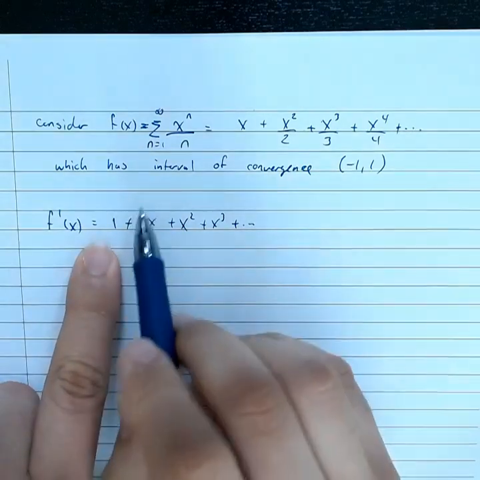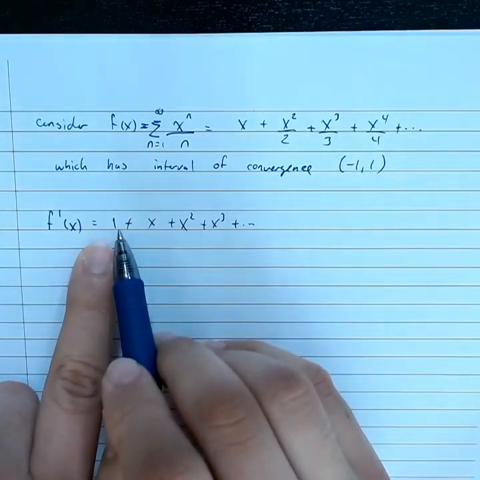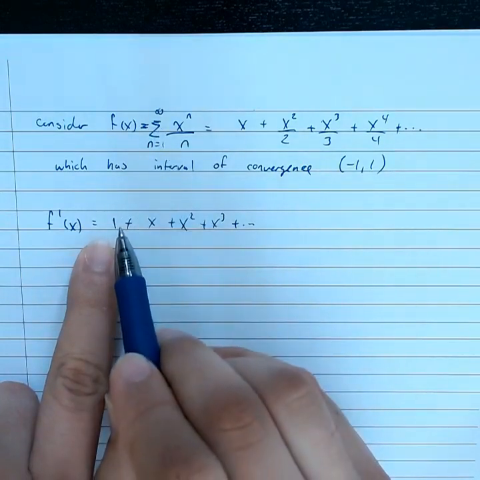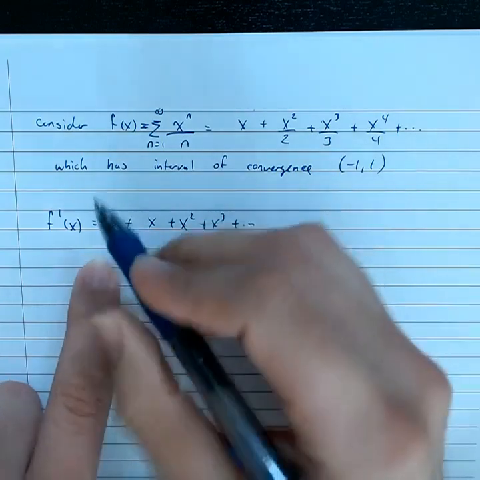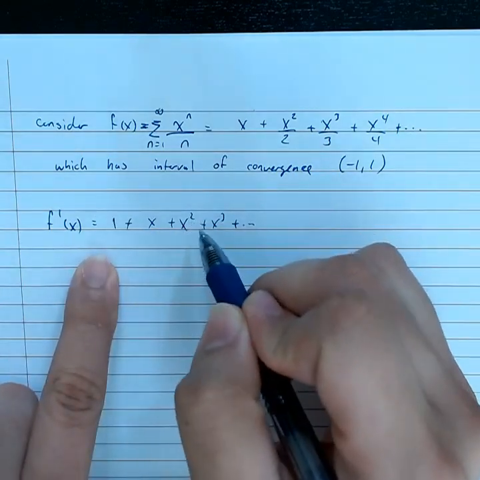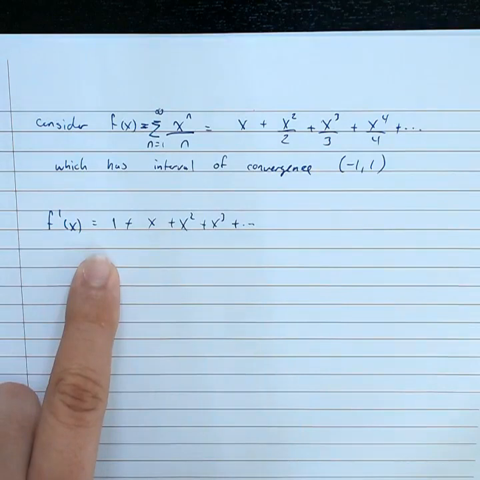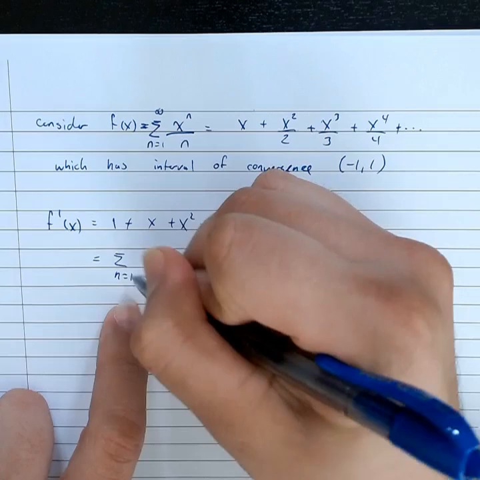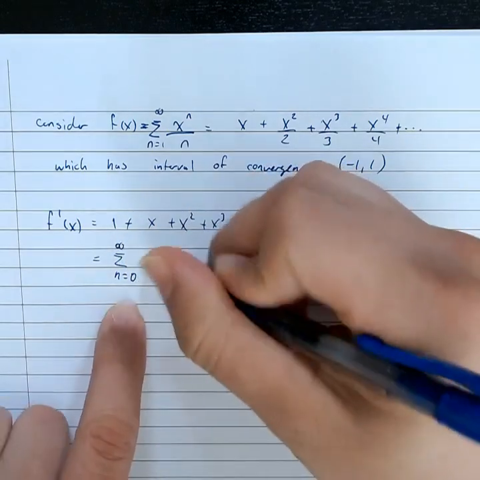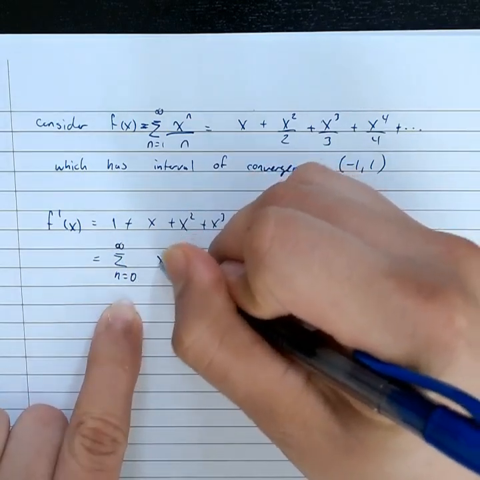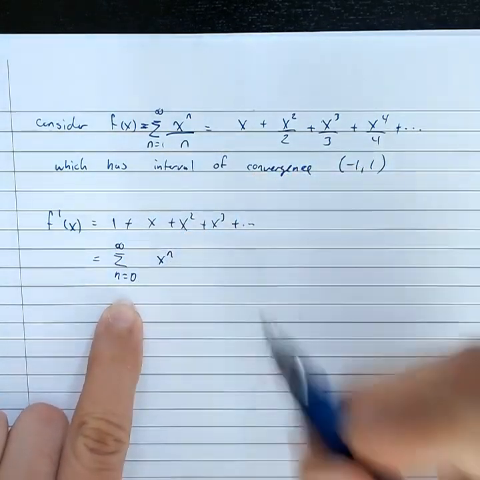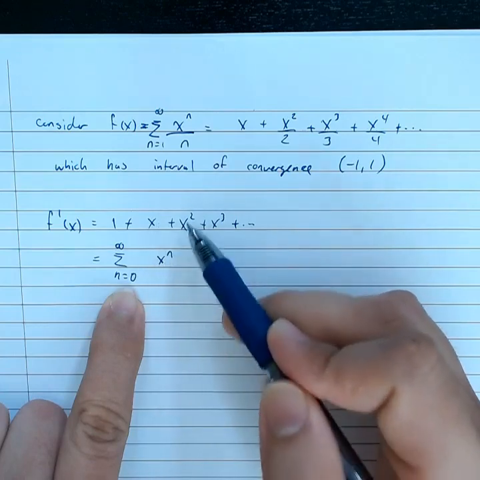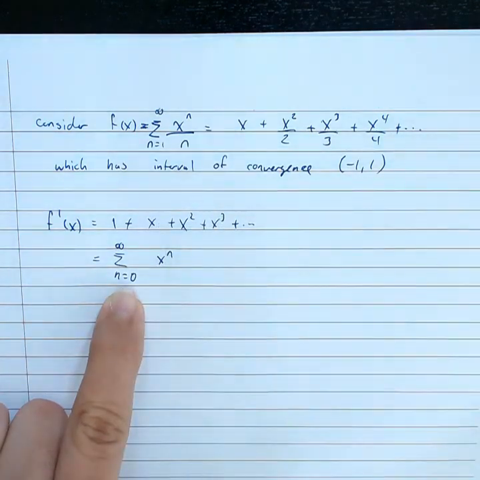Oh, but I can write that in a particular way. I can write that as the sum as n goes from 0 to infinity of x to the n. After all, this is x to the 0, x to the 1, x to the 2, x to the 3, and so forth and so on. Because after all, that's what that is.